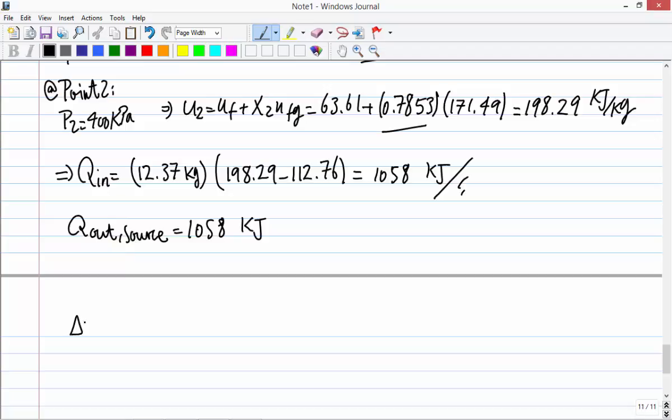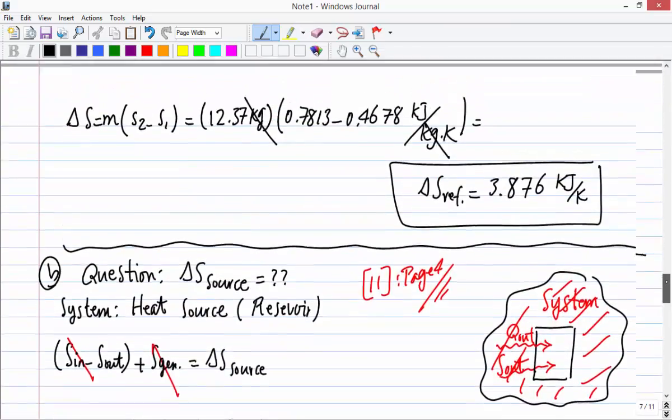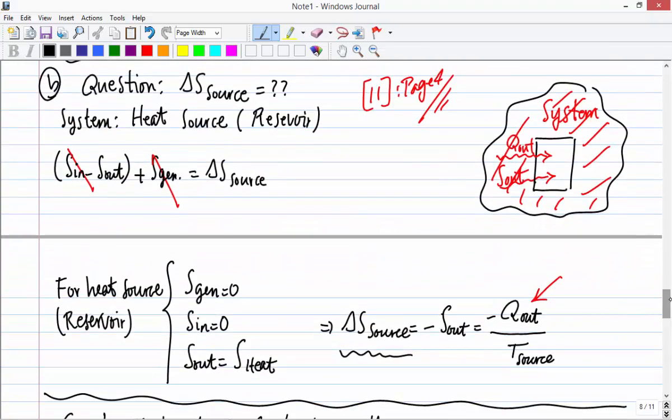So now delta S source, let's check this out again. I defined the surrounding as my system, and I said that the generated entropy and the S in are all zero, and the S leaving the system, S out, is just the heat. It's just the entropy carried by heat. And now, since my system, which is the surrounding, is at constant temperature, I got rid of the integral and I simply wrote it this way.